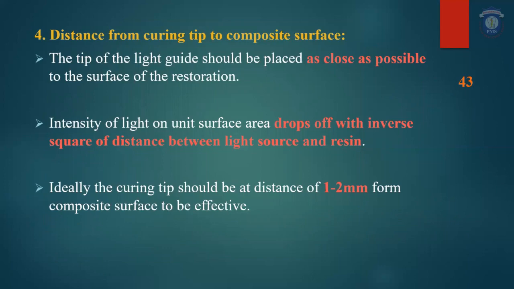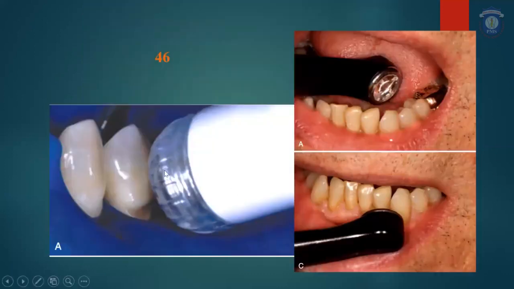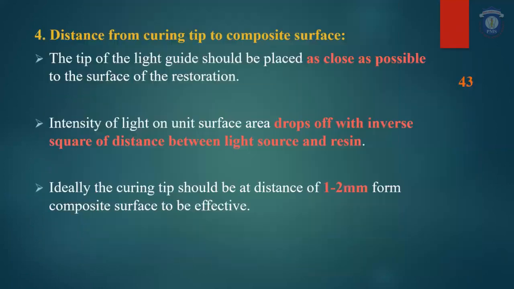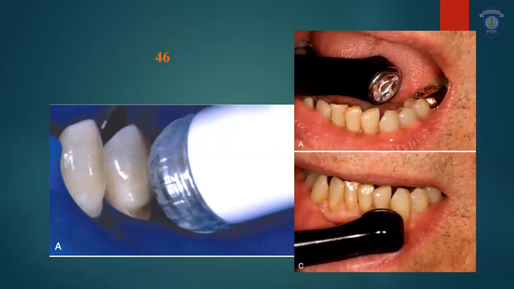Next factor determining the degree of conversion is the distance from the curing tip to the composite resin, that is, the distance between the tip of the unit and the tooth surface. In simple terms, the tip of the curing unit must be as close to the tooth surface as possible. That is the simple answer. And if somebody is asking you a value, then ideally the curing tip should be at a distance of 1 to 2 millimeter from the composite surface to be effective. As distance increases, the intensity decreases. So the curing tip must be as close to the tooth surface as possible.